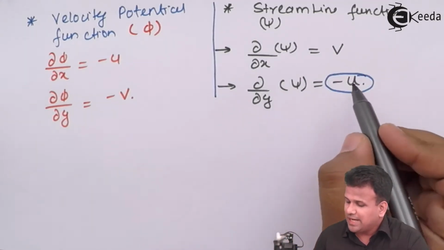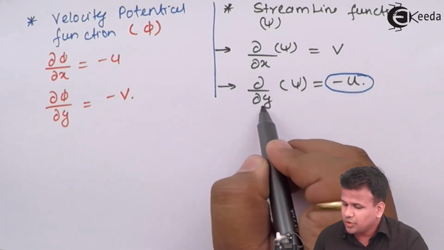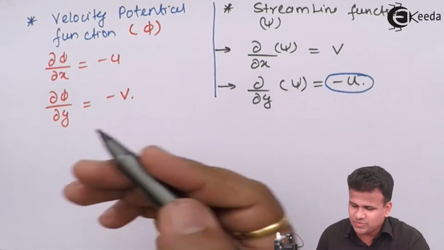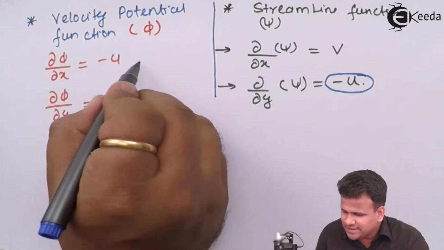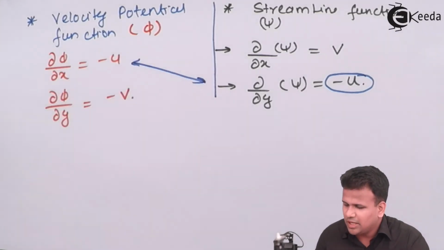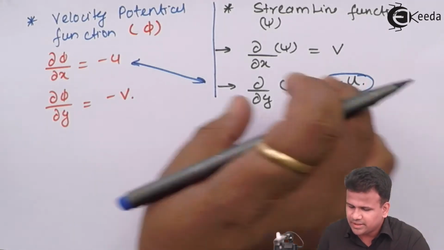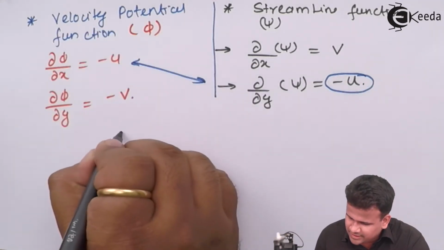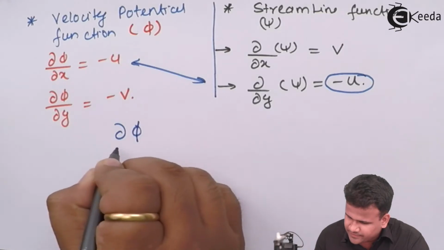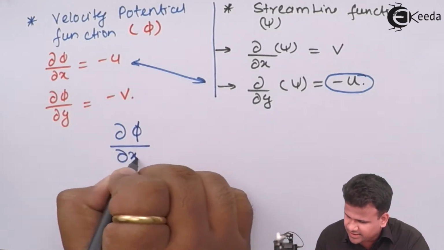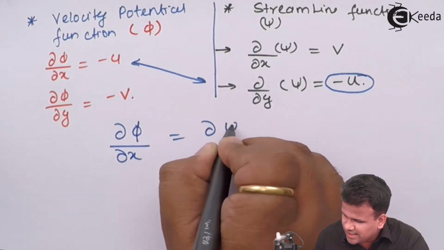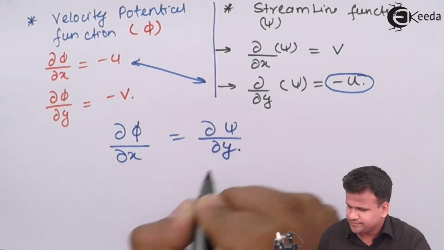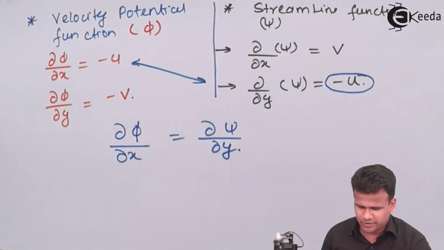We already know that minus u is equal to dou by dou y of psi as well as dou by dou x of phi. So let us combine these two equations. Now what do we get over here by combining these two equations? That is dou psi by dou x, dou phi by dou x rather, is equal to dou psi by dou y. That is the first equation.